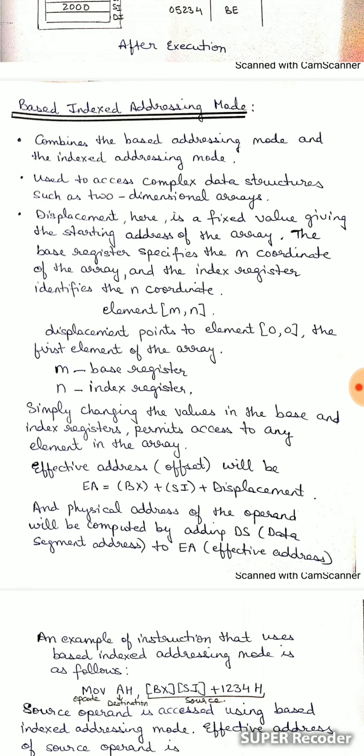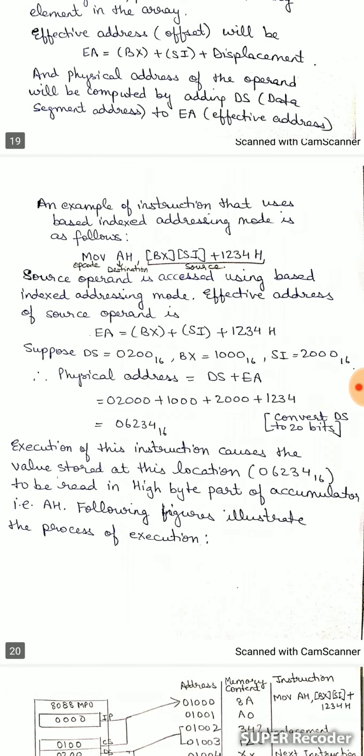For example, consider a two-dimensional array. In a two-dimensional array, an element is represented as element M, N, that is with the two coordinates, M coordinate and N coordinate. The M coordinate is given by the base register and N coordinate is given by the index register, and displacement gives you the starting address of this array in the data segment. So you can see the instruction MOV AH, [BX][SI plus 1234]. So after the execution of this instruction, the byte of data at the address whose offset is BX, SI plus 1234 will be copied into the AH register.